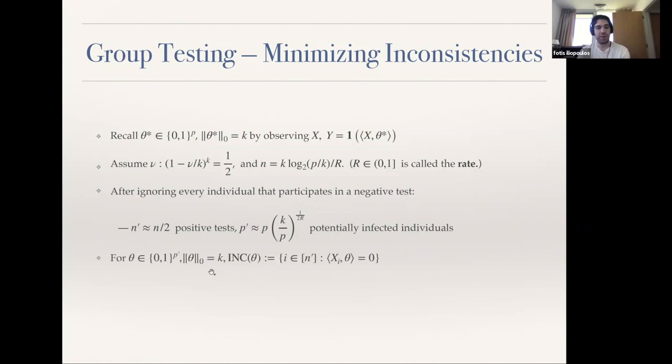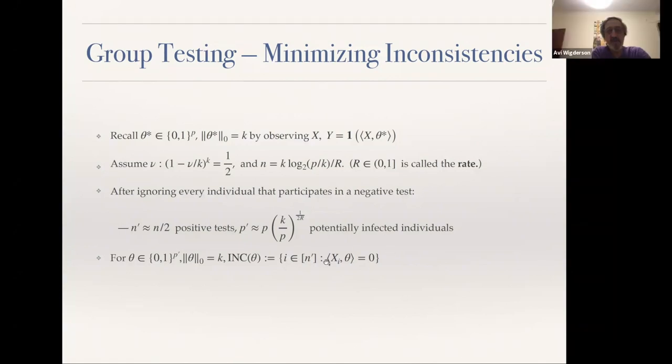Now, for each k-sparse indicator vector theta in the population of potentially infected individuals, let me define the set of inconsistencies of theta to be basically the positive tests that are not satisfied by theta. These are the positive tests that are not covered by theta, or not compatible or consistent with this certain theta. These are the tests that have zero overlap with theta, in the sense that they are positive, but theta cannot explain why they are positive, because the intersection of the people in the test and the people encoded by theta is empty. So there is an inconsistency here.